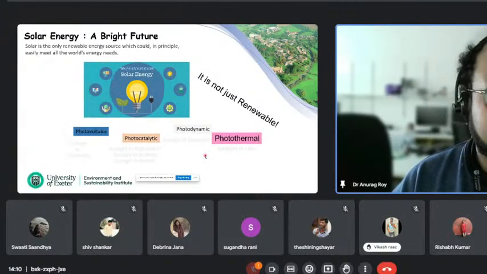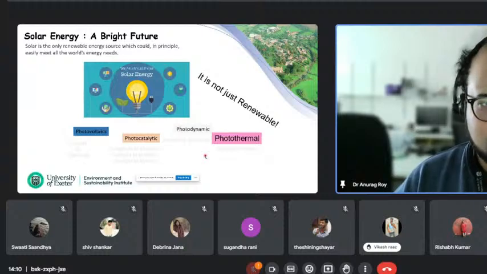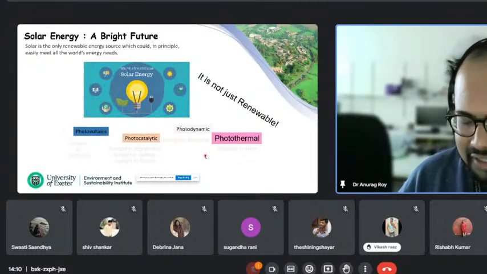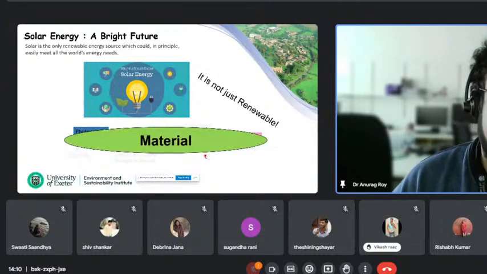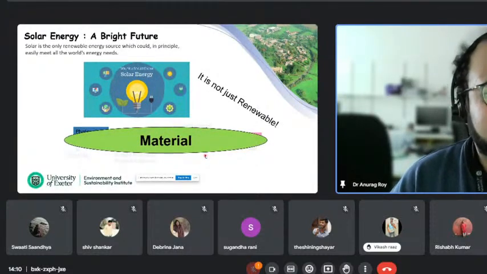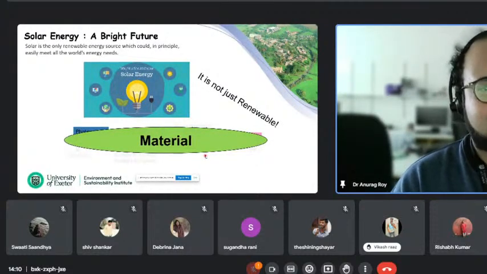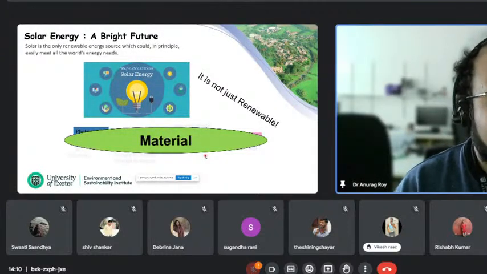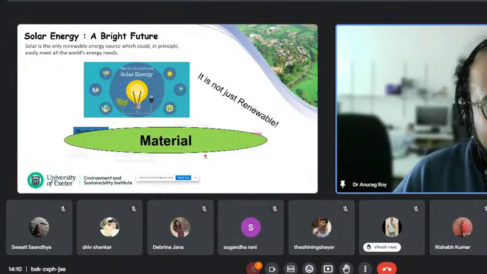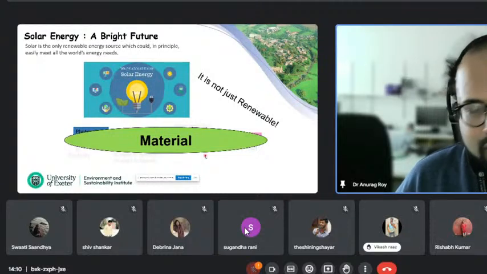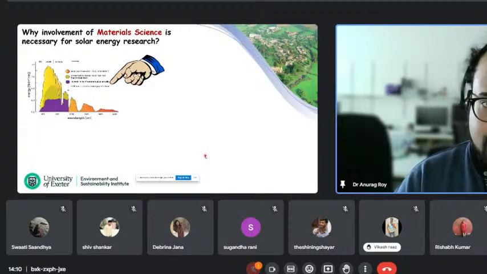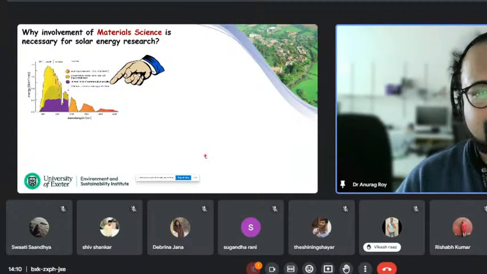But as I mentioned, it is not just renewable. To do all this research and all these activities, what you need is a material. Being a chemist, you need to develop some novel, interesting material that can integrate within your particular application and extract the best outcome from it. So why is the involvement of material science necessary for solar energy research? Here is where the importance of material science comes in.